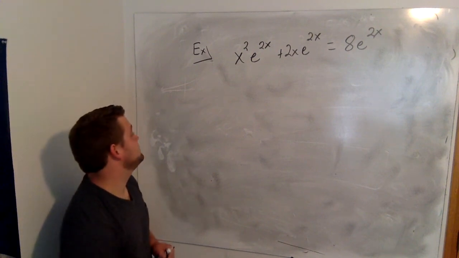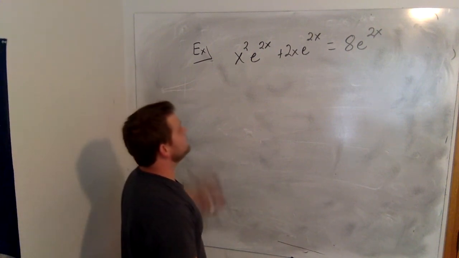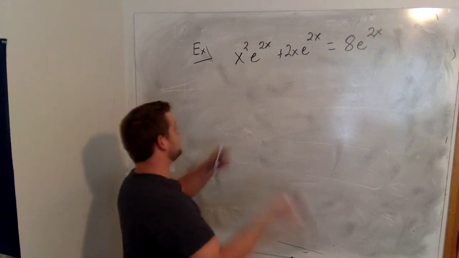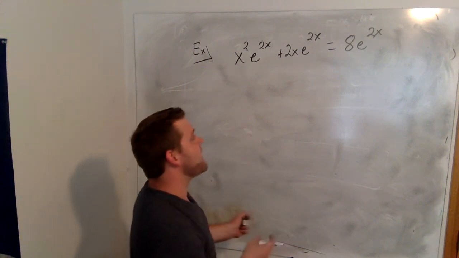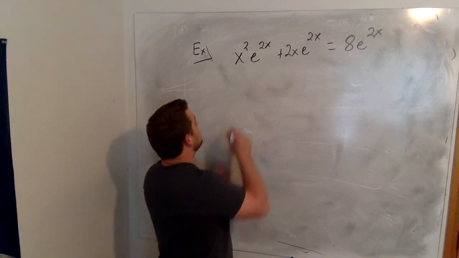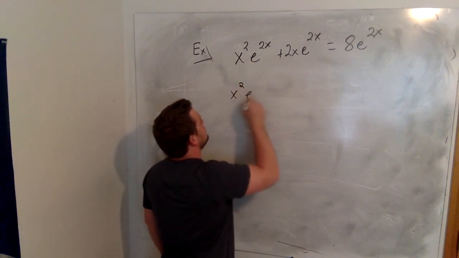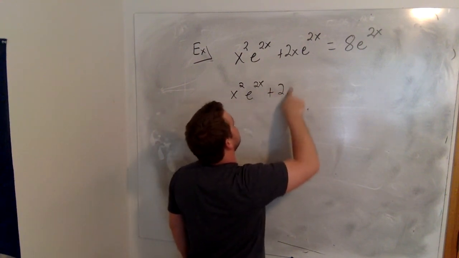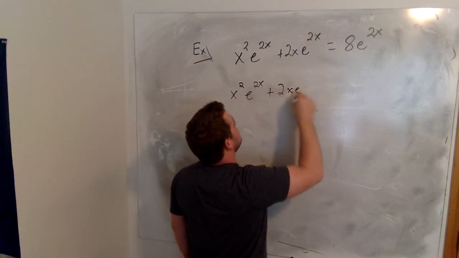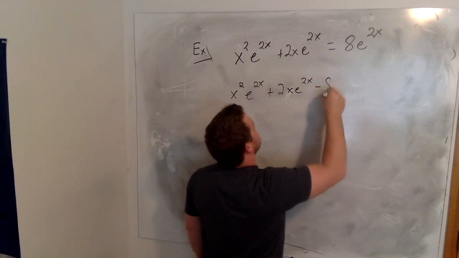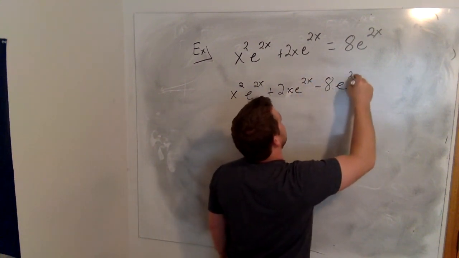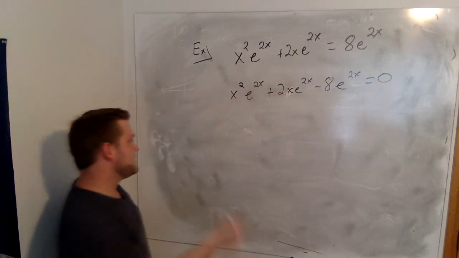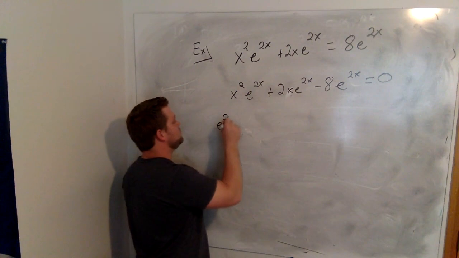All right, let's do it. The first thing I'm going to try to do here is, I'm trying to solve this. It's going to be nice if I have everything on one side. We're going to try to factor this if we can. So we have x squared times e to the 2x plus 2x times e to the 2x minus 8 times e to the 2x will be equal to 0. Let's notice that we can factor out an e to the 2x.